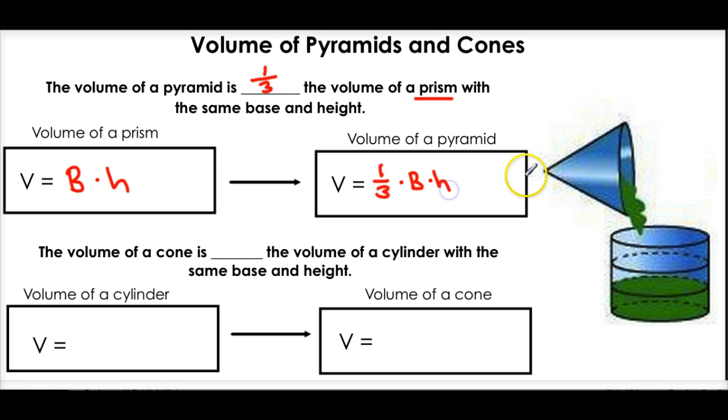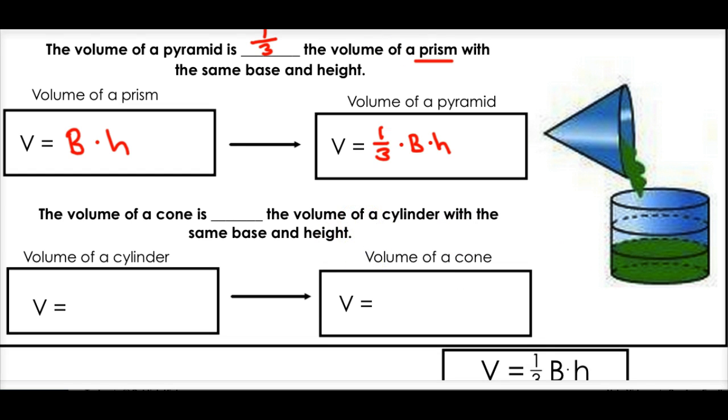Now, if you're really interested in this and you're like, I don't believe Mr. Siegel, he's crazy, here's what I challenge you to do. Go home, find a pyramid, and find a prism with the same base and height. Fill your pyramid with water and pour it into your prism. In this case, it's a cone and a cylinder. And you will see that you could only fill up 1/3 of the prism. Did I just blow your mind? I bet I did.